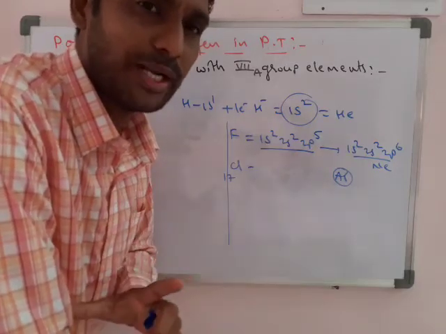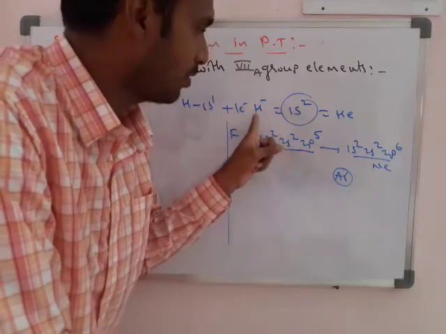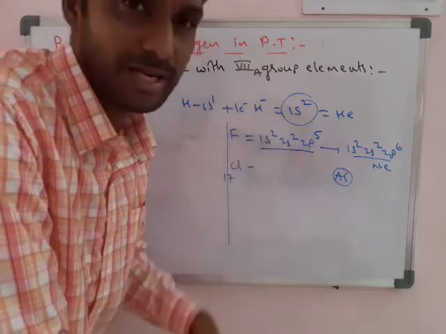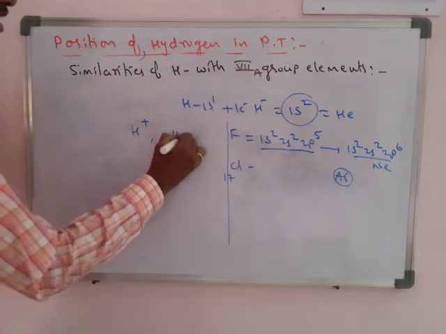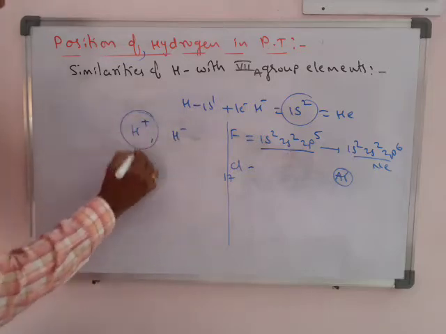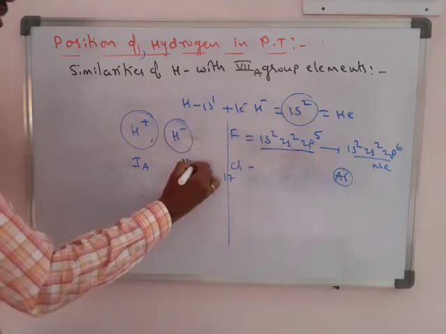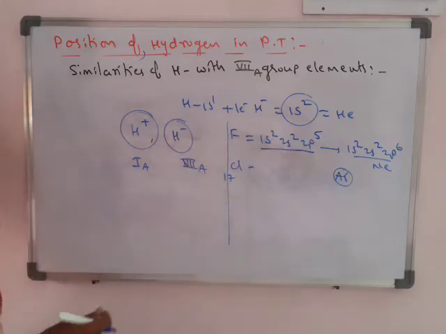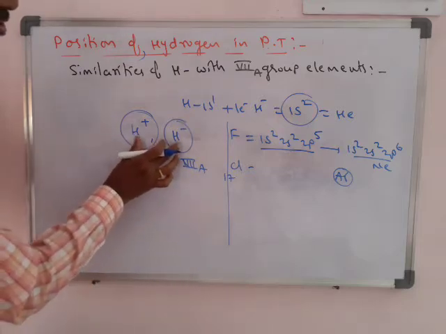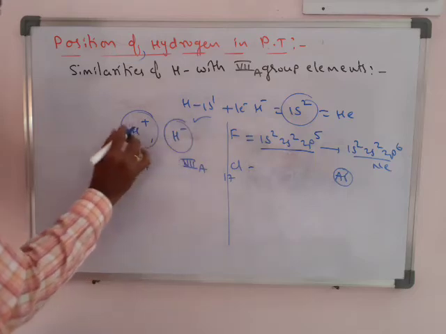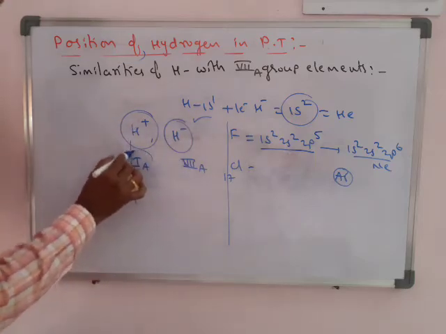One more important thing: we said hydrogen has 2 possibilities. It can form H+, and now we said hydrogen can form H- also. The H+ we compared with the 1A group elements. The formation of H- we discussed in comparison with the 17th group, nothing but 7th group elements. If you observe the formation of these ions, it is very easy for hydrogen when compared to the formation of hydrogen and 1A group elements.